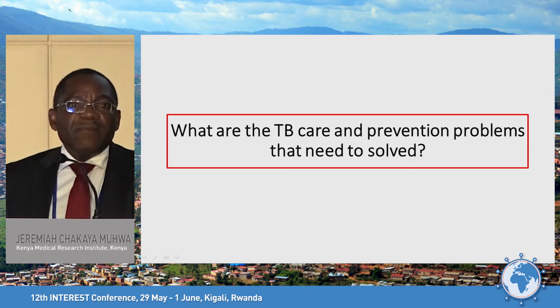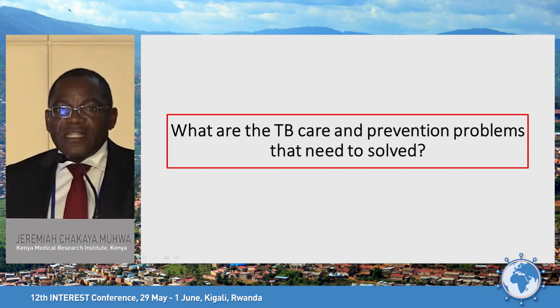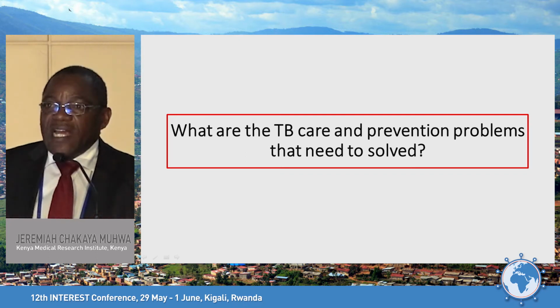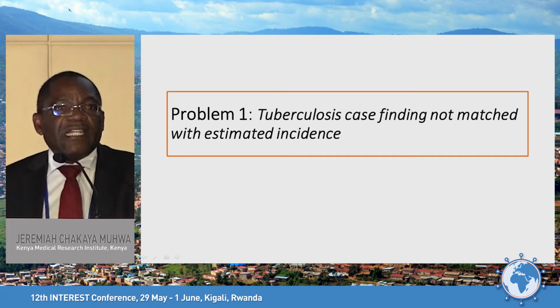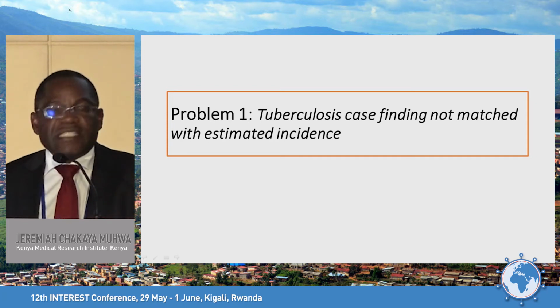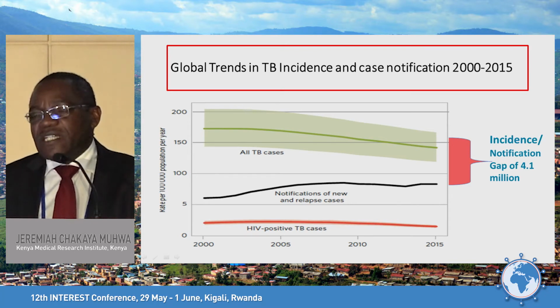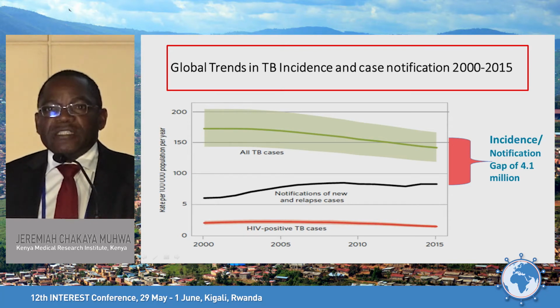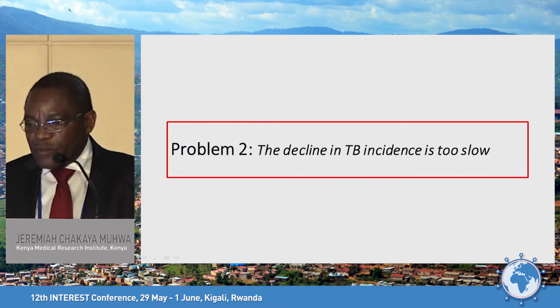So what are the TB care and prevention problems that we need to pay attention to? And there are several of them that I'm going to try and highlight over the next few minutes. The first one is that tuberculosis case finding is not matched with the estimated incidence, and I've already told you that there's a gap of about 4 million cases of TB that are not known at this moment in time, and that gap needs to be filled.